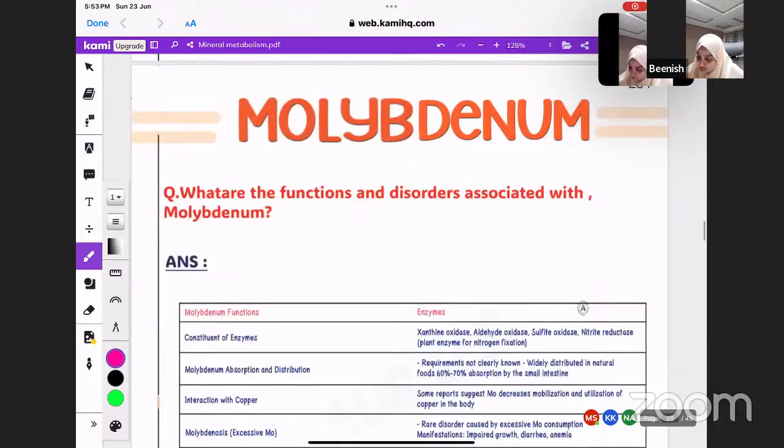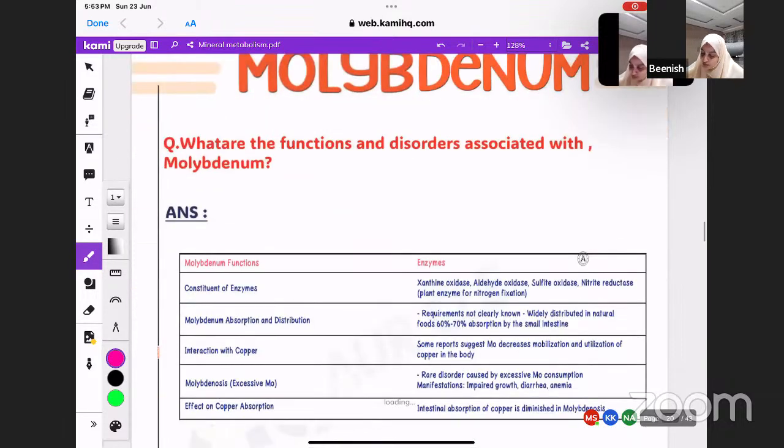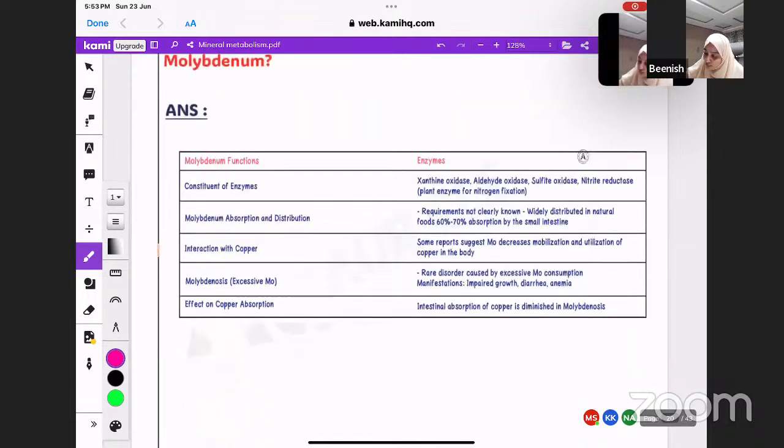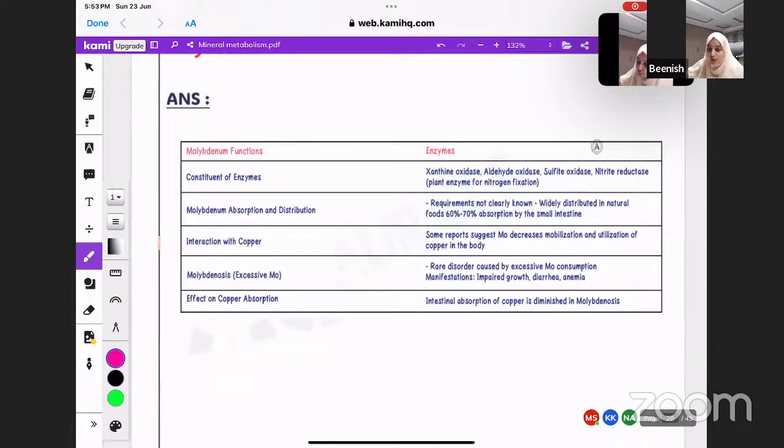Moving on to our next mineral, that is molybdenum. Talking about the functions of molybdenum, it forms an important constituent of enzymes like xanthine oxidase, aldehyde oxidase, sulfite oxidase, and nitrite reductase. Molybdenum absorption and distribution: requirement is not clearly known, but it is widely distributed in natural foods. 60 to 70% absorption is by the small intestine.